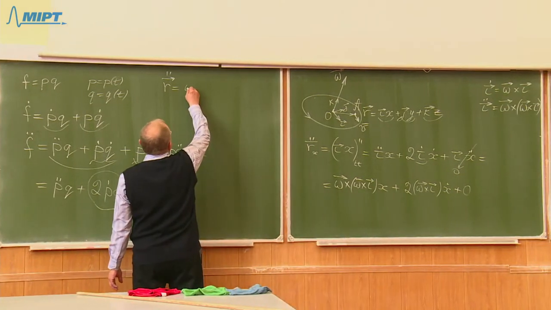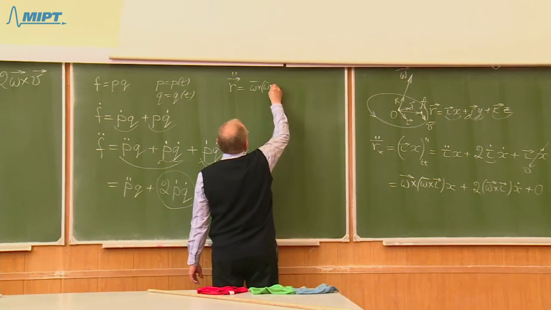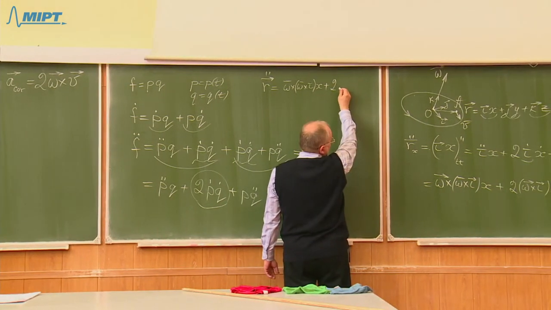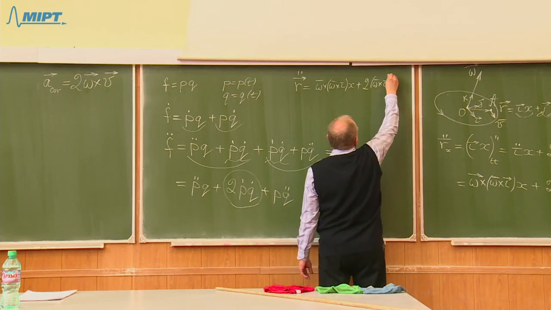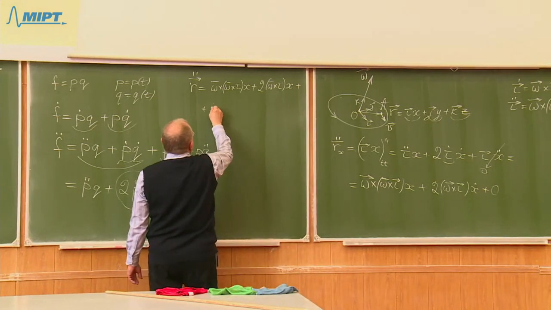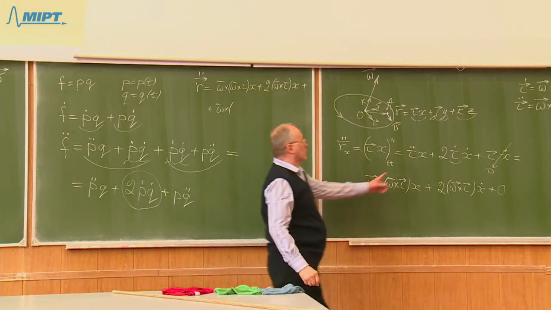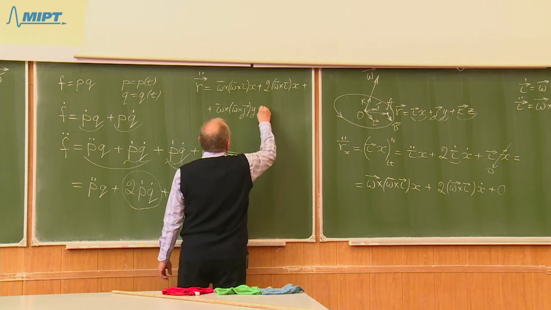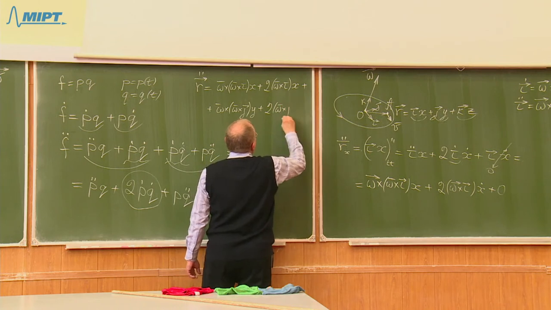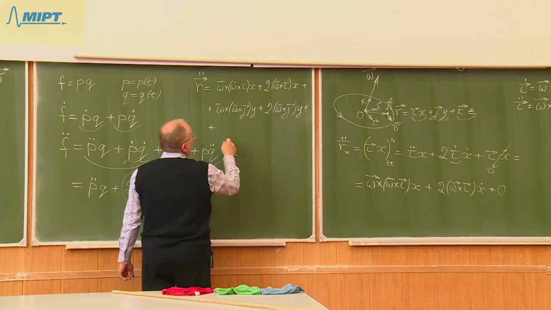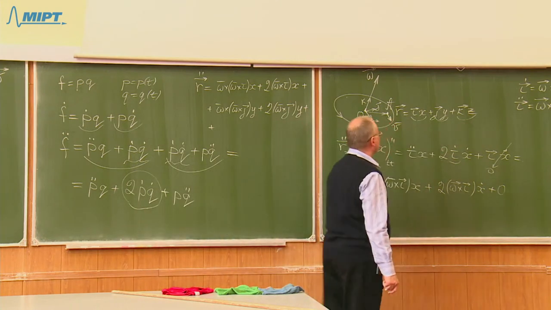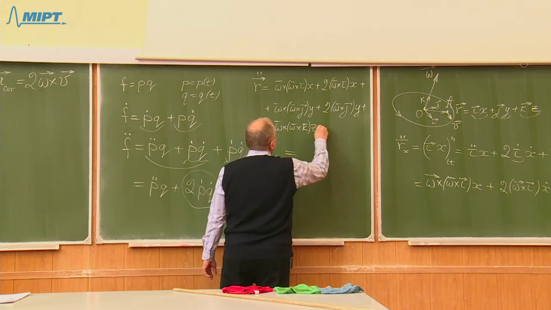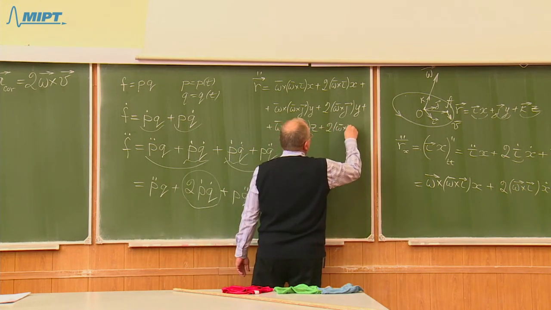So that will be the vector product omega omega, y times I x. I just repeat it. 2 vector product omega I x plus the same thing resulting from differentiating the second term here. That will be omega times omega j y, plus 2 omega times j y, and plus the result of differentiating the last term in this formula, which will give us omega times omega vector k z plus 2 omega vector k z.